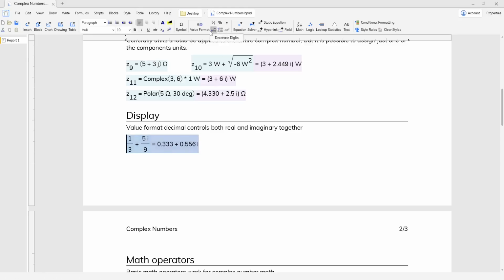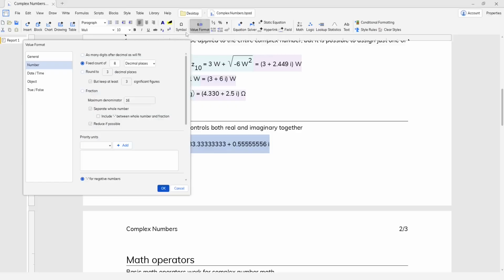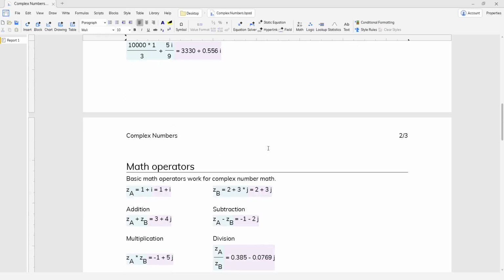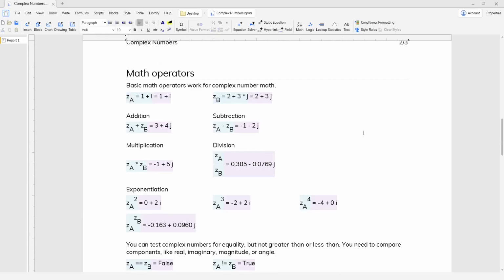So if I select this, and for example, decrease digits or increase digits, then that's going to apply to both of those together. Something that could be useful here if you have a big difference between the real and imaginary, so let's say I multiply this by 10,000, is you could use significant figures. So I'll go to value format, and I'll say a fixed count of 3 significant figures and click OK. And so that 3 significant figures is going to apply to both the real and imaginary instead of a strict decimal control.